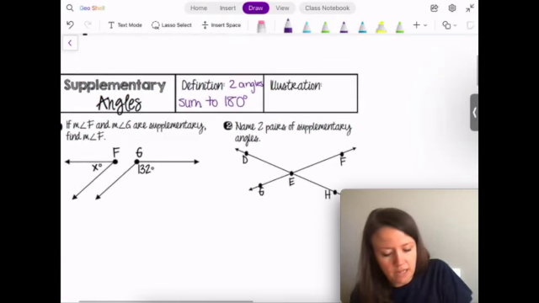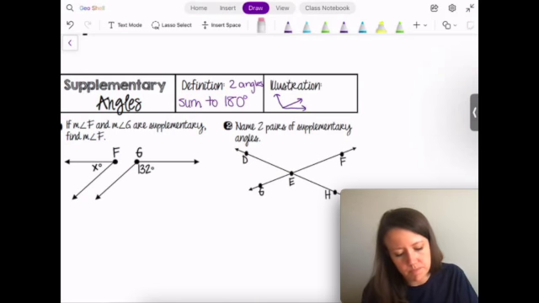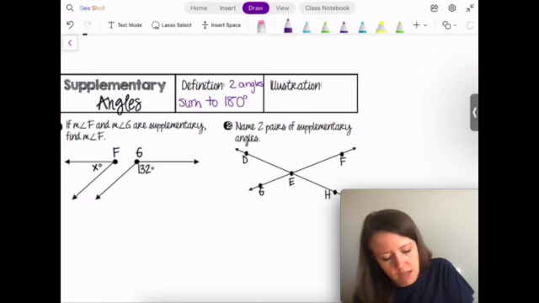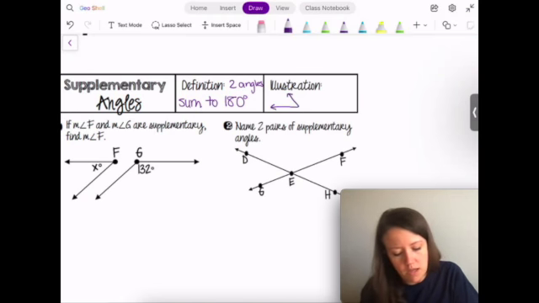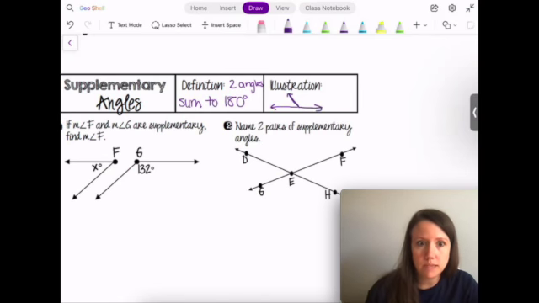So that means that I have this angle and then I have this adjacent angle. It doesn't necessarily have to be adjacent. That is totally wrong. Let's try this again. I have this angle. I have this adjacent angle, and together they make a straight line.